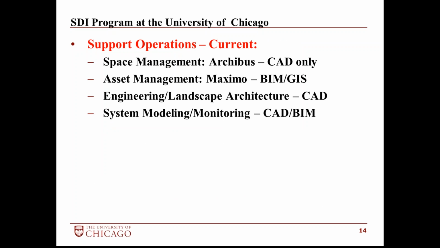Getting into some of the support operations, these are the things that we currently are running and we're going to need to maintain over time. So we have the space management Archibus, which runs only in CAD right now. Asset management, Maximo, we use Maximo. That can only use BIM and GIS if we choose to spatially enable it. Landscape architecture, that typically comes in as CAD drawings. And there's CAD systems that run on top of that information. So these things are what we currently have, and we're going to have to support those for the long term.